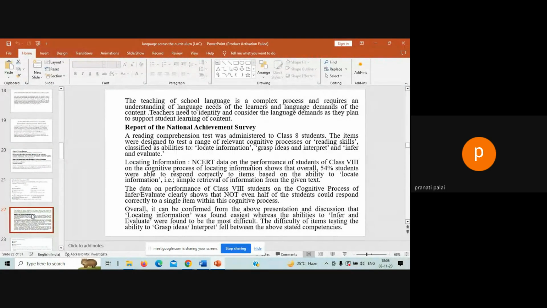First of all, we have to identify the language needs of the learner, in which stage he is, where the difficulty lies. We have to diagnose the cause of the difficulty of the learner, and appropriately identify the difficulty level. Then our second aim is, according to the demands of the content or text, to prepare the child accordingly. Teachers need to identify and consider the language demands as they plan to support student learning of content.